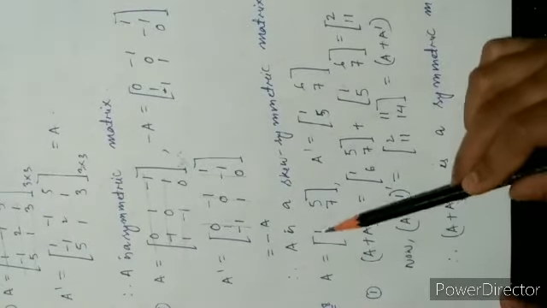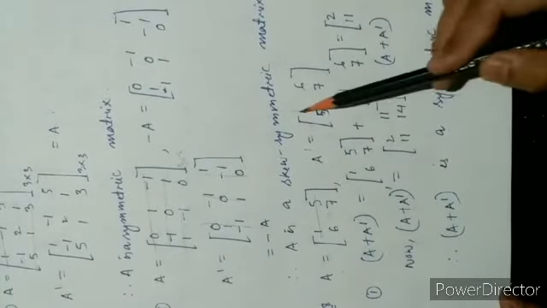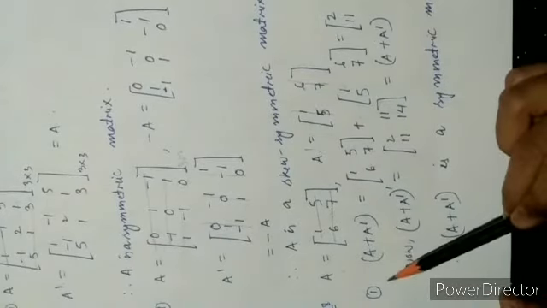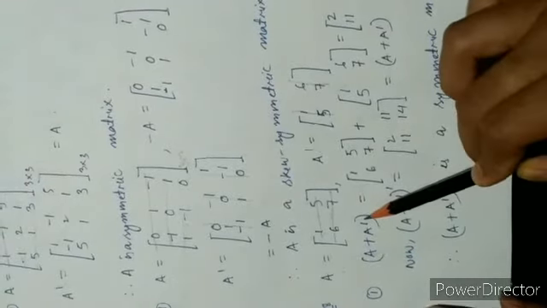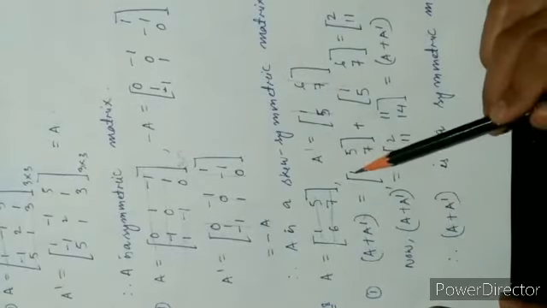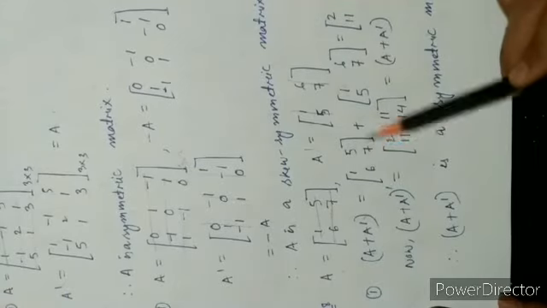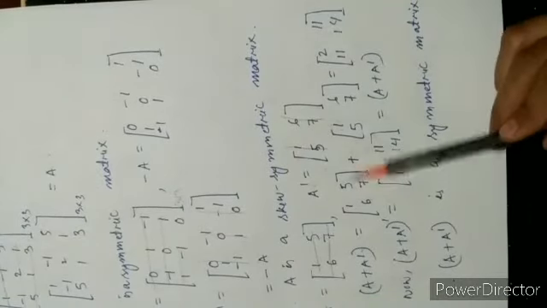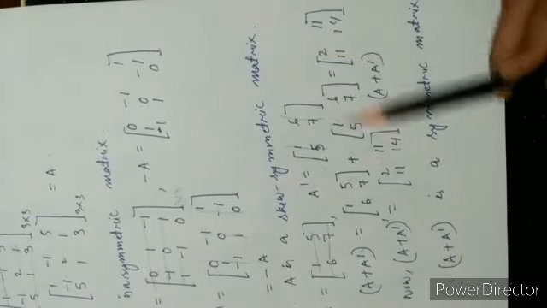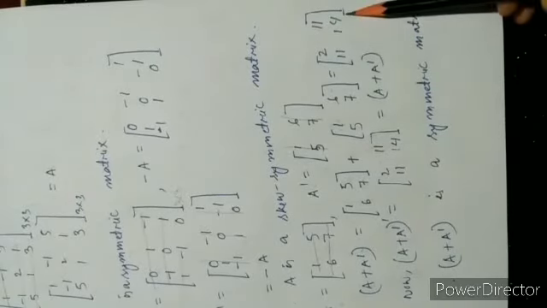Matrix A has elements 1, 5, 6, 7. Find the transpose of A. Write the first row as the first column and the second row as the second column. Roman number 1, A plus A dash. To show A plus A dash is symmetric, the elements of A are 1, 5, 6, 7, plus the elements of A dash, 1, 6, 5, 7. Find the sum of these two matrices. Addition of two matrices is the matrix obtained by adding the corresponding elements. 1 plus 1 is 2, 5 plus 6 is 11, 6 plus 5 is 11, 7 plus 7 is equal to 14.